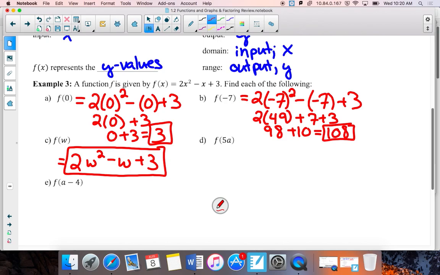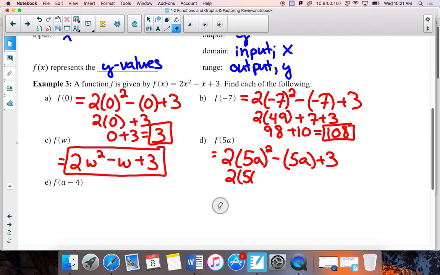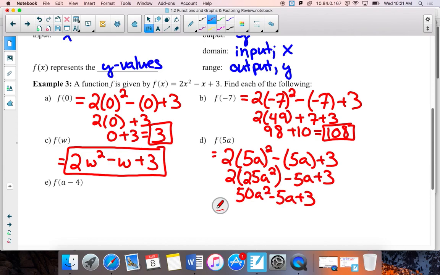For f of 5a, we are plugging in 5a for x. Anytime we have these parentheses, we are plugging in whatever is in the parentheses for x. So this would be 2 times 5a quantity squared minus 5a plus 3. So this would be 2 times 25a squared minus 5a plus 3, and then 2 times 25, so we have 50a squared minus 5a plus 3. Since there are no more like terms, that is our answer.